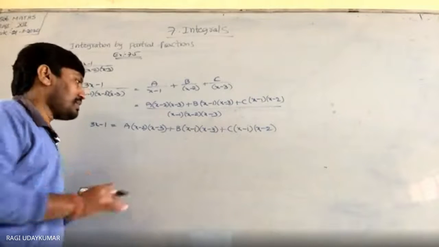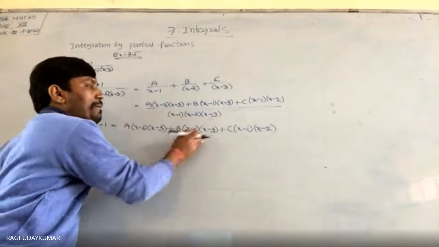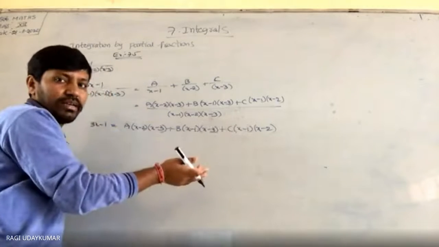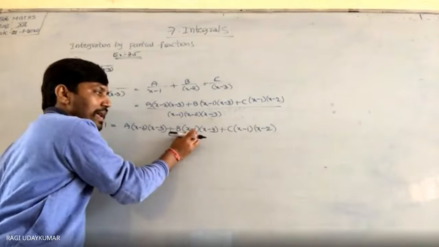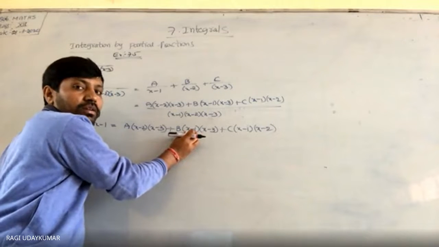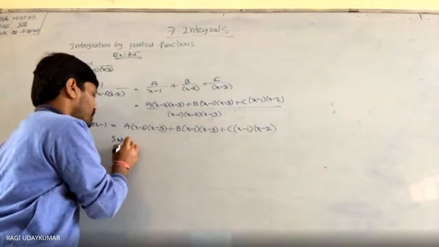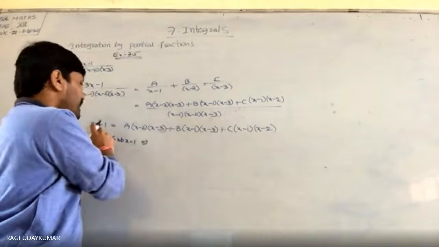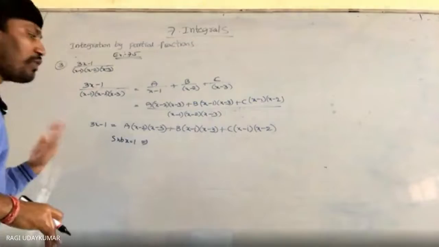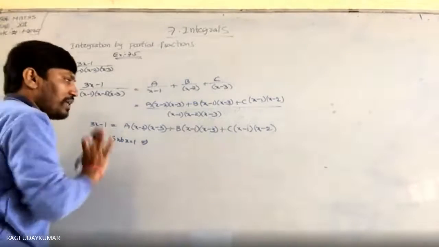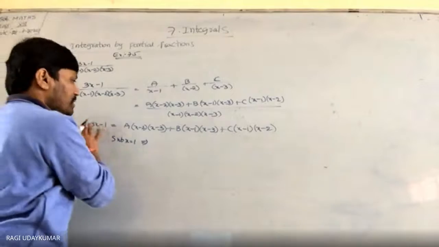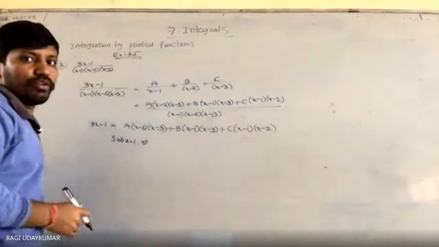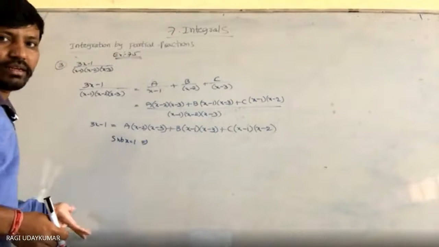So the easy method: if you want the value of a, what is common in the b and c terms? The common term is x minus 1, so we need to make x minus 1 zero. Substitute x equal to 1. Then those terms become 0. This is actually an identity, which is true for all values of x, so we can substitute anything.